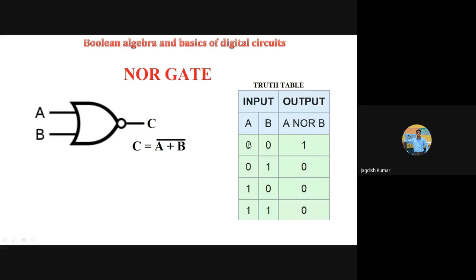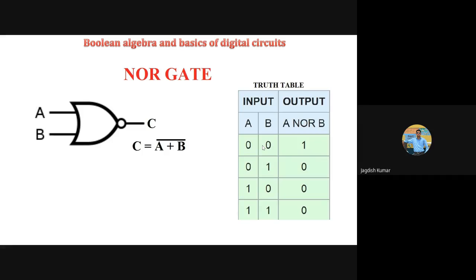So what happens in the case of an OR gate? When both inputs are 0, the output is 0. So the output of the NOR gate will be the complement or inversion of it, that is 1. Every other combination gives us an OR gate output of 1, so the output of the NOR gate will be 0. That's what explains the NOR gate.